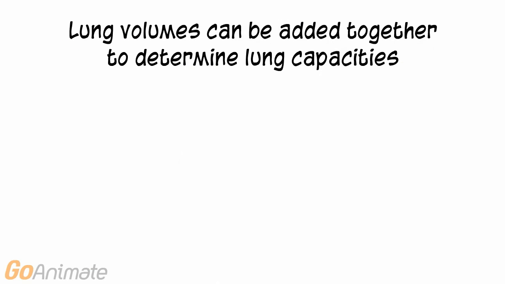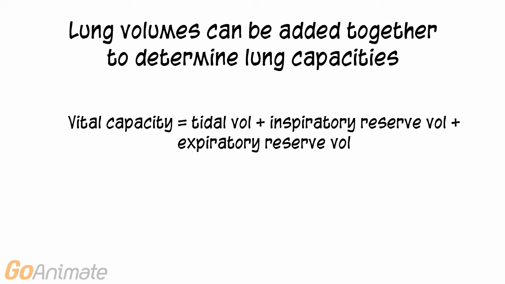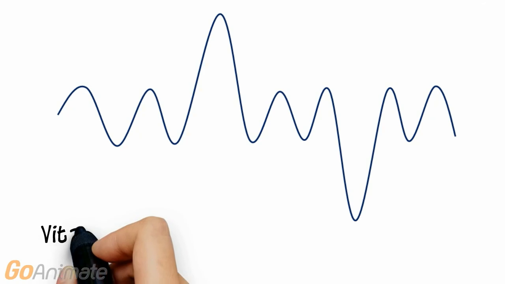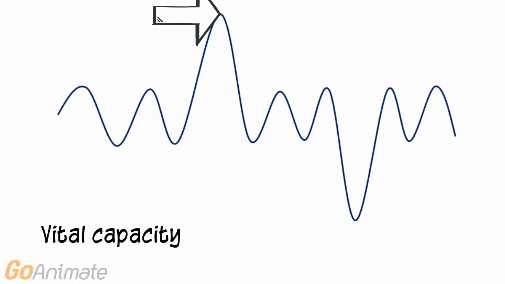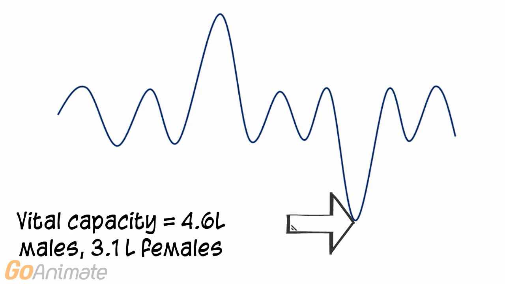Lung volumes can be added together to determine lung capacities. Vital capacity is equal to the tidal volume plus inspiratory reserve volume plus expiratory reserve volume. If we were to measure vital capacity, we could take a measurement from the peak of our maximal inhale to the valley of our maximal exhale. Vital capacity is about 4.6 liters in males and 3.1 liters in females.